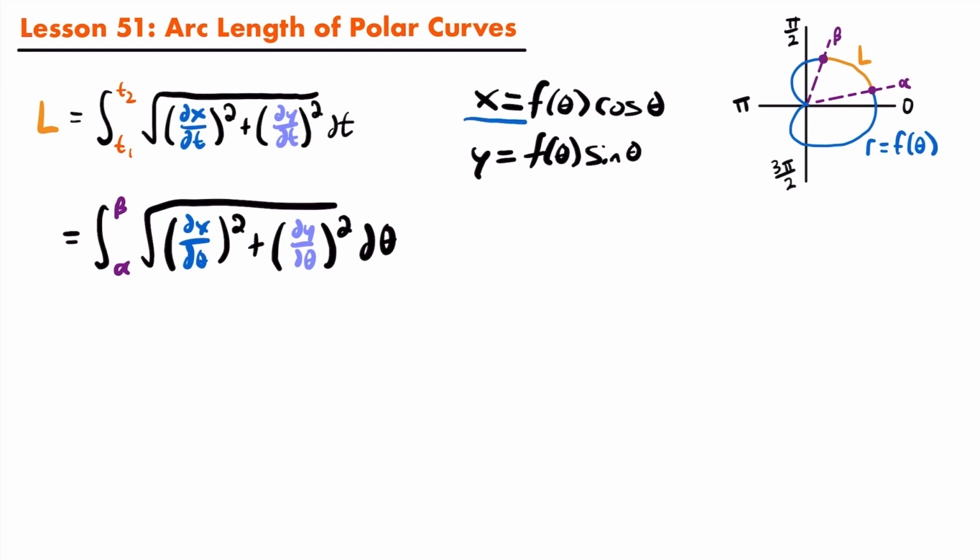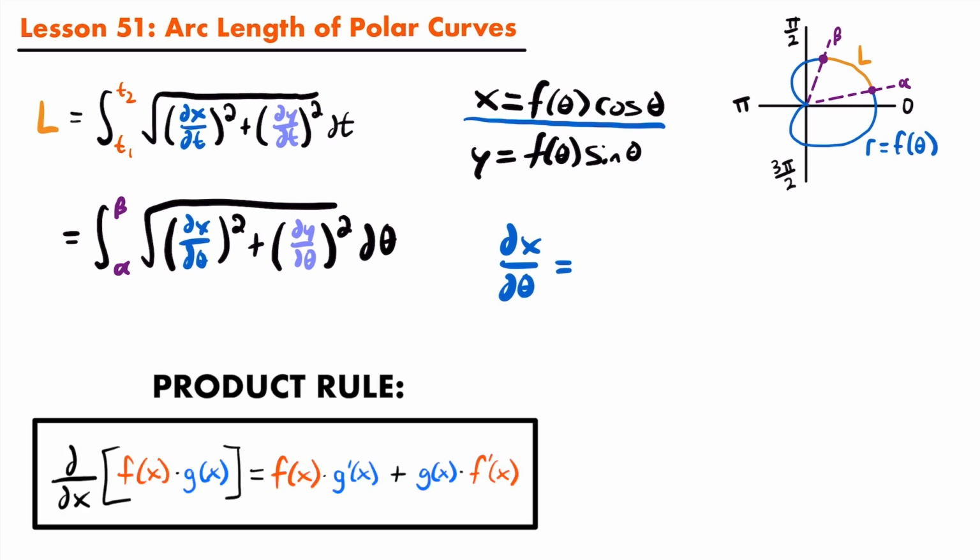All right, so let's find dx/d theta first. dx/d theta is equal to the derivative of f of theta times cosine theta. Now these are two functions of theta being multiplied by each other, so in order to take the derivative of that, we will need to use the product rule. We have a product of two functions. So if you don't quite remember the product rule, I'll have it up here on the screen for you to reference. But here's how it works.